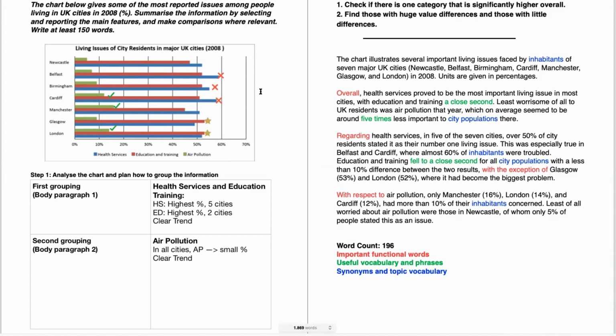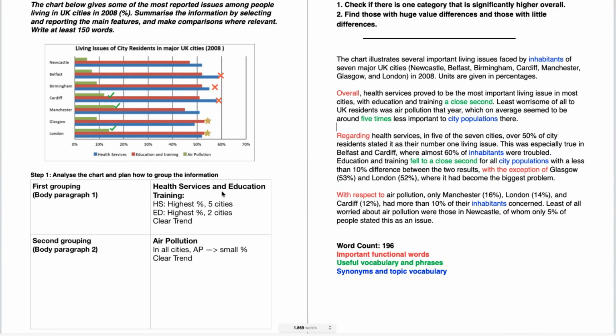This is a great way to say that something is not too far behind. And then we have least worrisome of all to UK residents was air pollution that year. It's very specific because we're talking about 2008, which on average seemed to be around 5 times less important to city populations there. Now, it's 5 times less just because I've looked at the percentages. We've got around 50 and around 10. So just from looking at math, that would be 5 times. Of course, we're just estimating here, which is why I have on average, which is another great phrase.